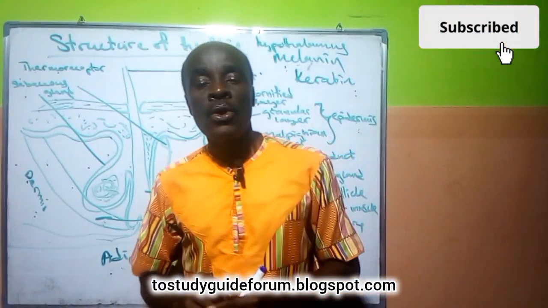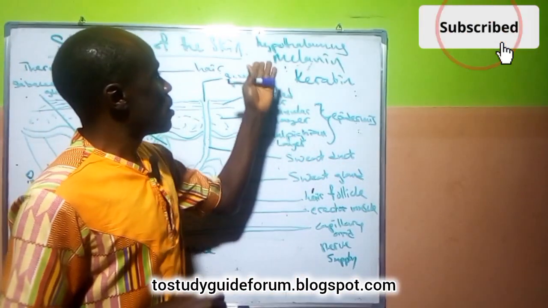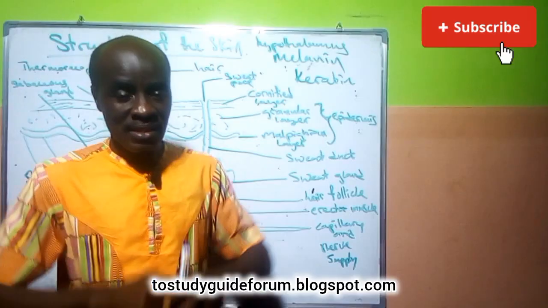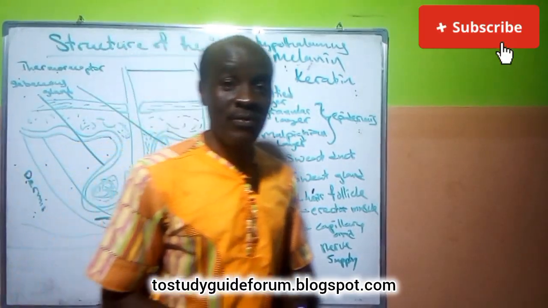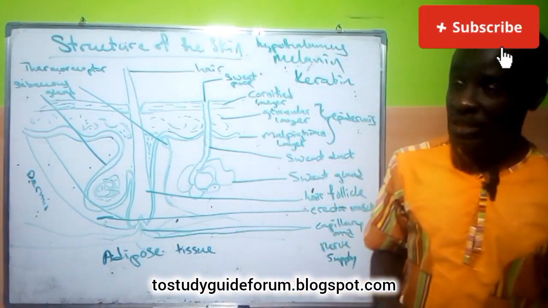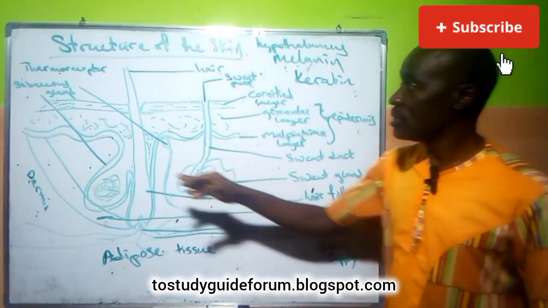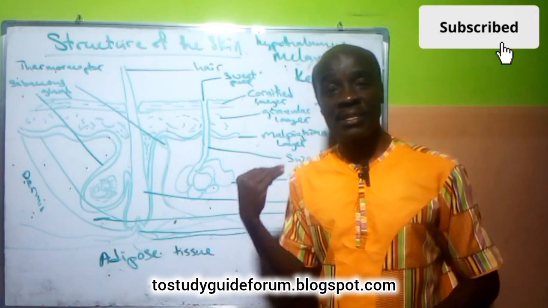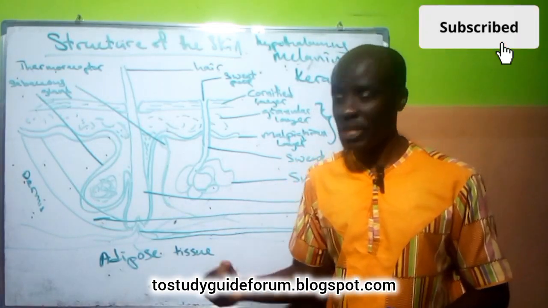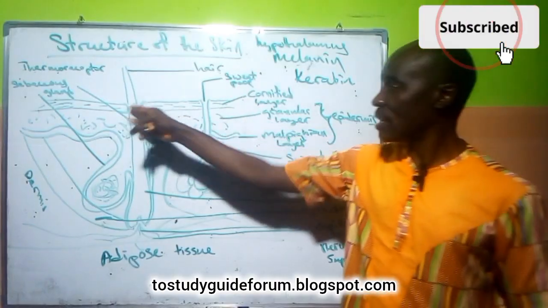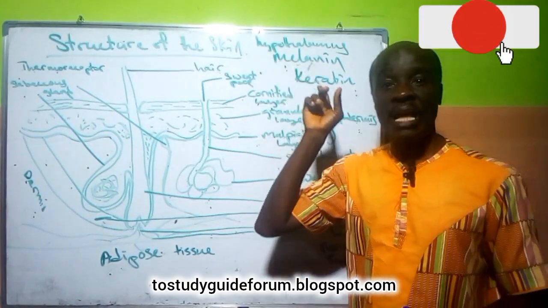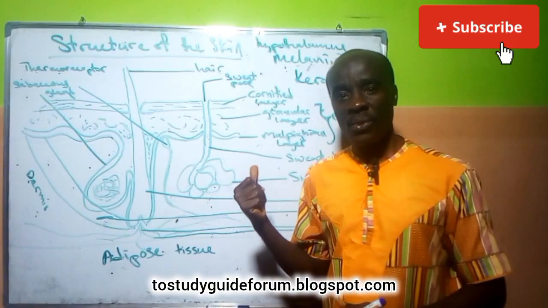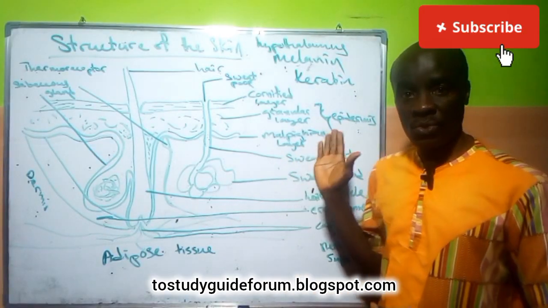Number two, the hypothalamus can also detect the temperature of the external surroundings where the organism is living, with the help of the thermoreceptors. These thermoreceptors are nerves that are sensitive to temperature. They get the signal and send it to the hypothalamus, which sends a message to the skin to take action.